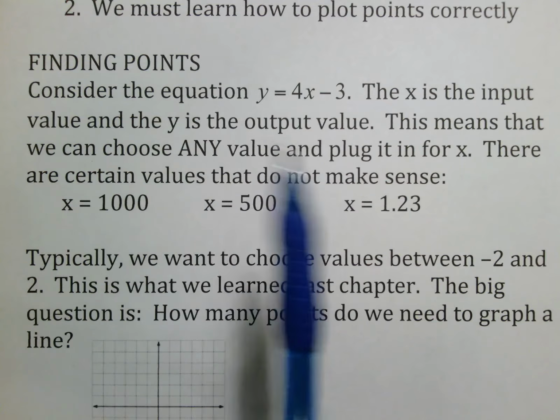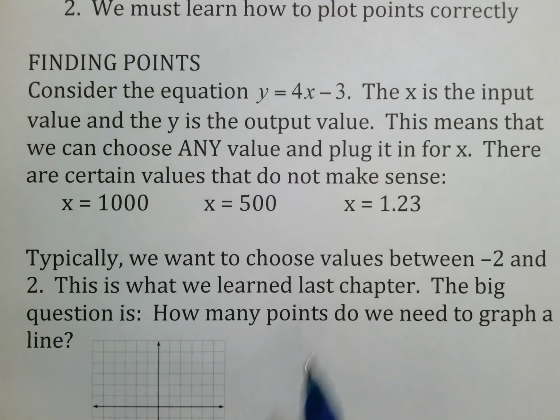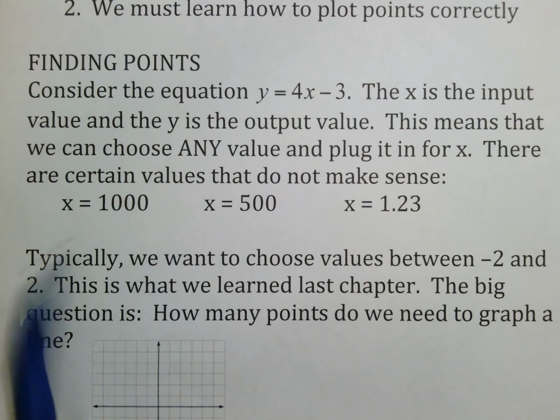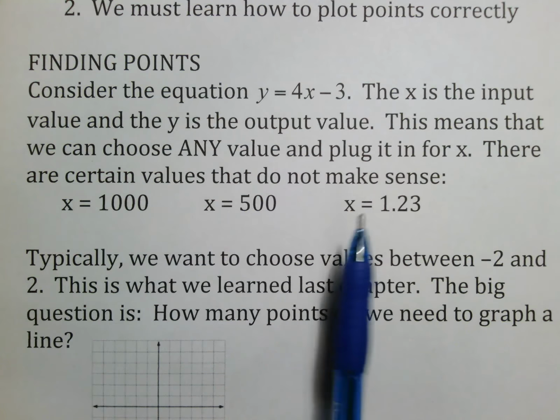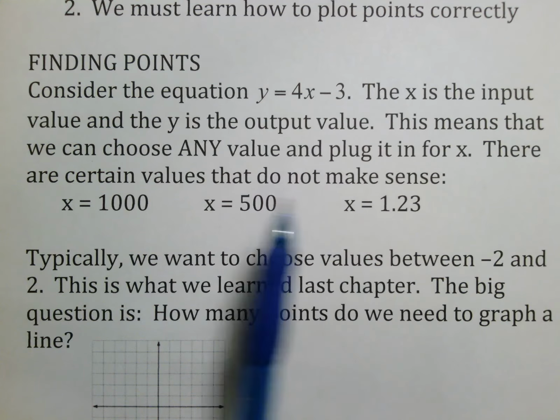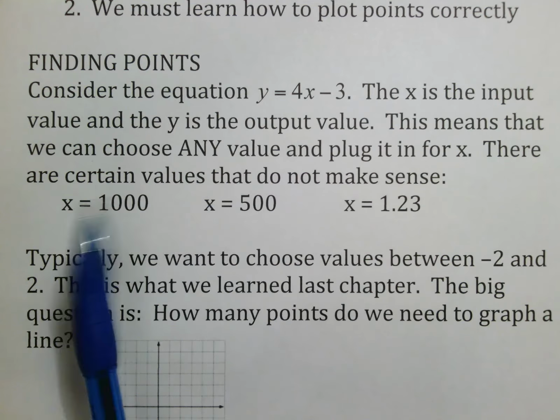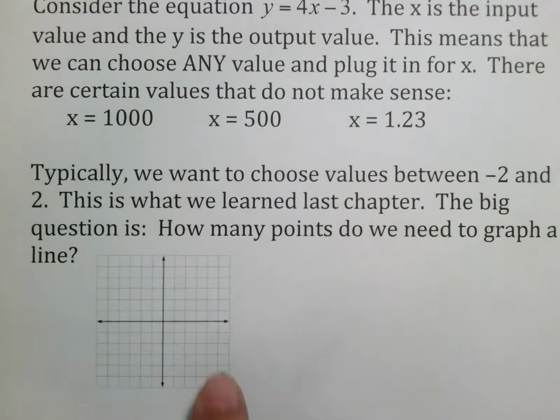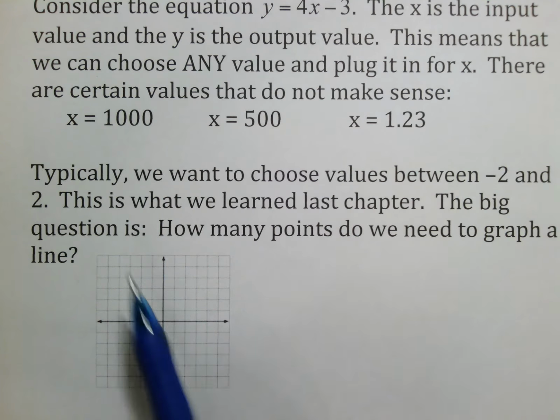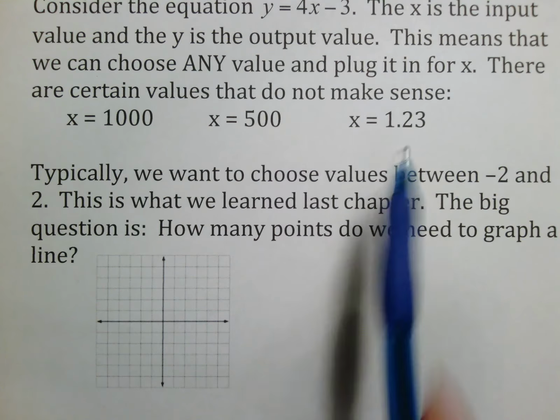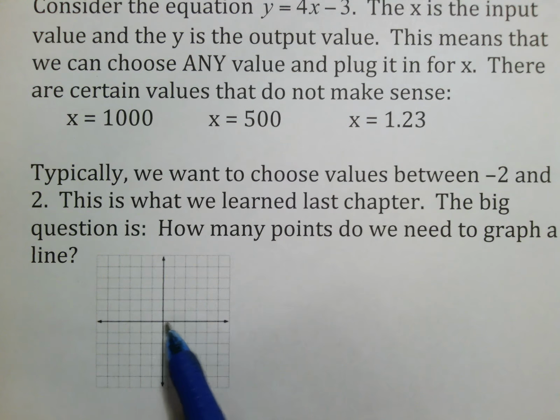This means we can choose any value that we want and plug it in for x. So in finding points, we can create any point we want, but there are some numbers that don't make sense. For example, choosing x equals 1,000, x equals 500, or x equals 1.23 is not smart. Think about the fact that this is typically what a grid looks like, and can you imagine going all the way over 1,000 grid lines? That's not going to be good. 500 grid lines wouldn't be good either.